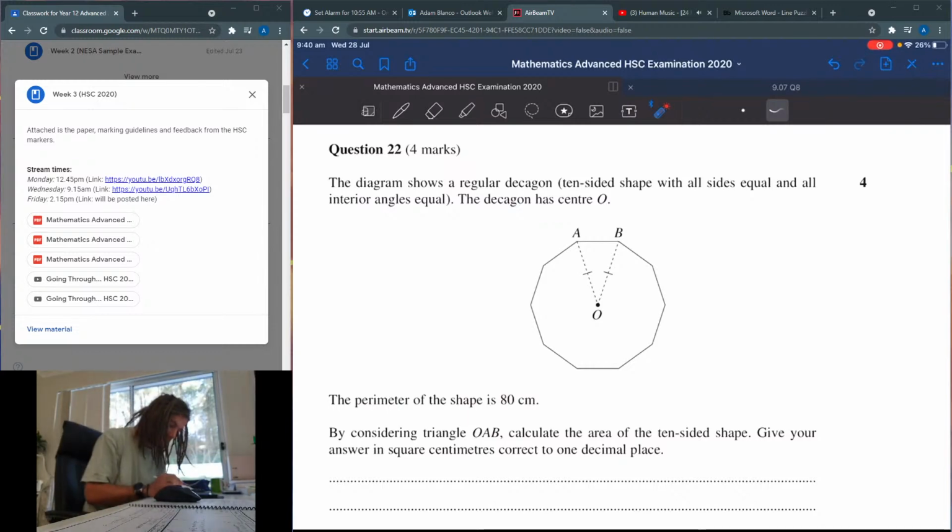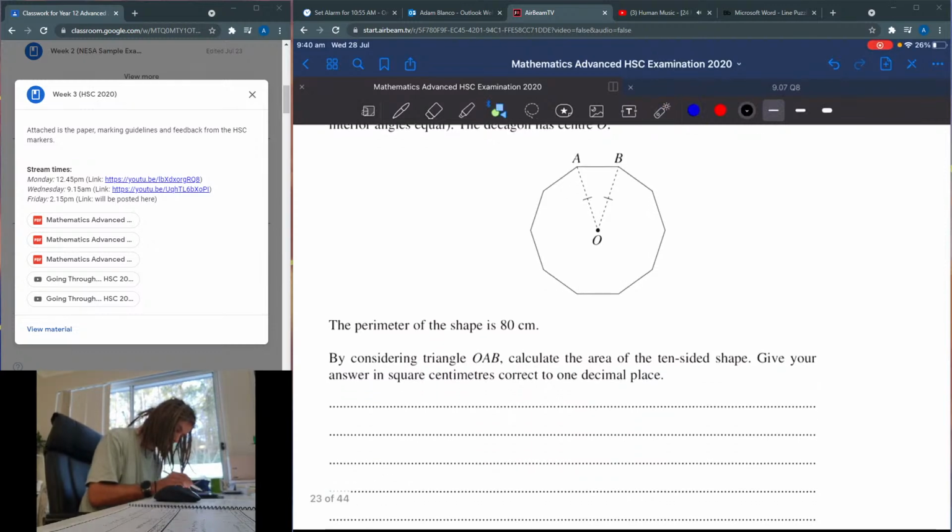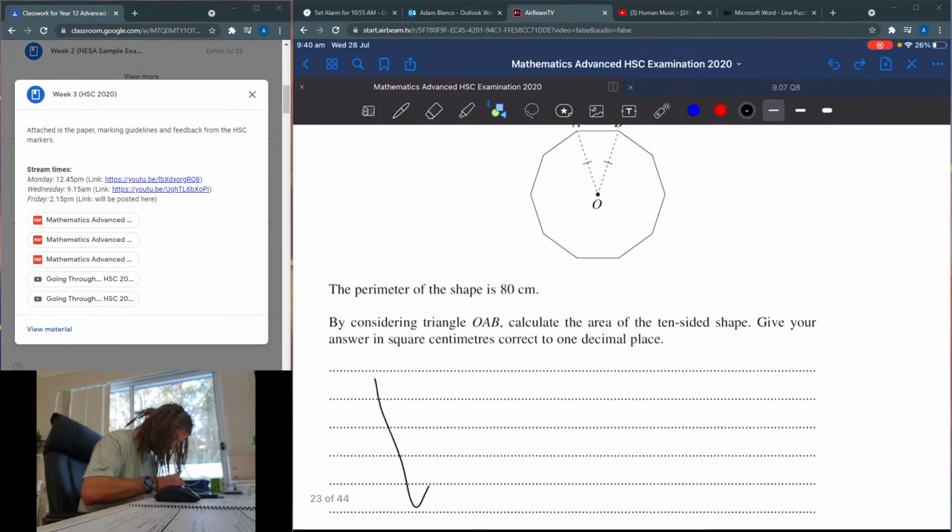So you're given that this is a decagon, so it's got 10 sides. It tells you the perimeter. So in total, around there is 80. It says by considering this triangle. So it's actually told you what to do. So what I'm going to do is I'm going to draw that triangle, which is the one that they give you kind of. Why can't I never draw a good triangle? That connects. There we go.